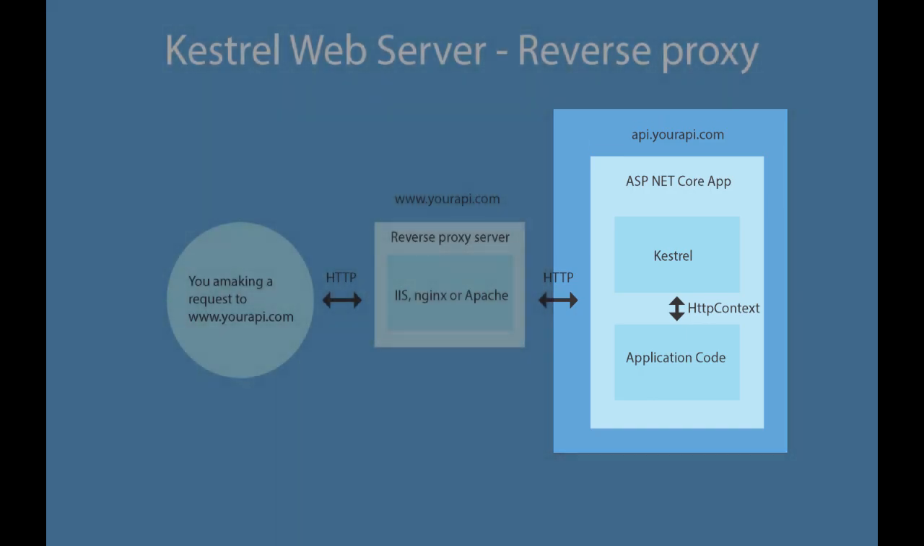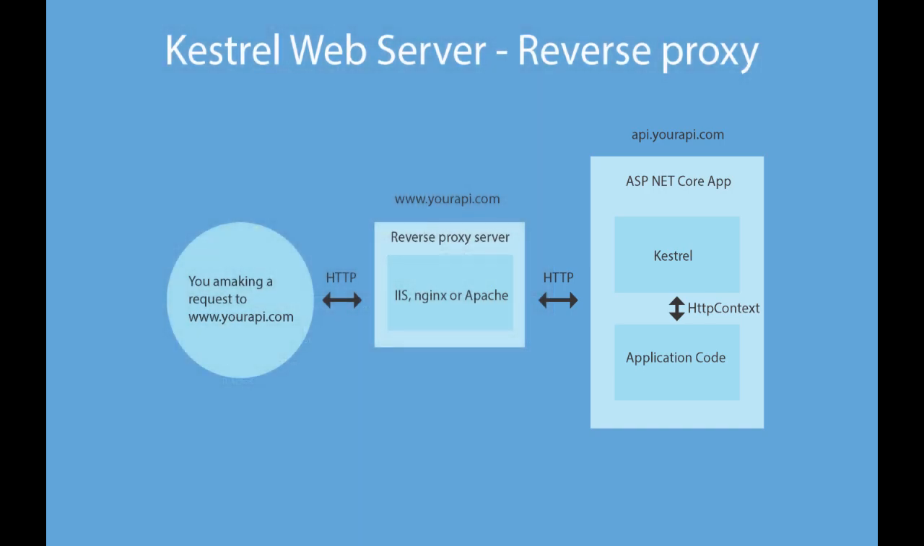And what happens is when you make a request to www.yourapi.com via HTTP, this reverse proxy takes in the request and then sends it to the ASP.NET Core application, and Kestrel receives this as an HTTP request, redirects it to appropriate services in your application code, gets the response, sends it to the reverse proxy, and then you get the response. Now, performance wise, it is kind of slow.